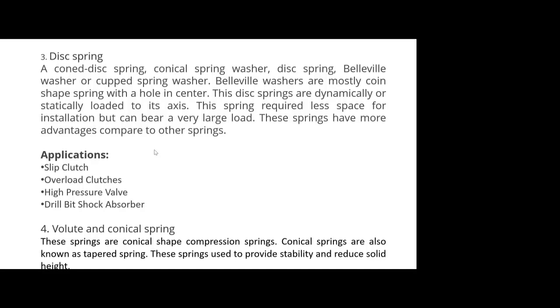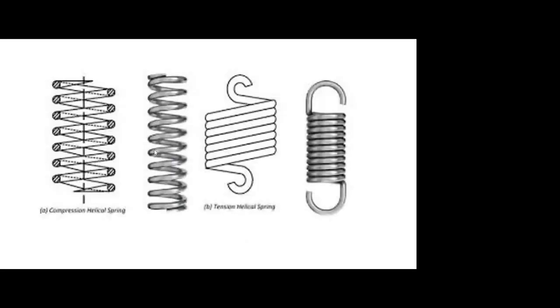This also has the same pattern as the compression spring, but the shape is different. The spring is wound in the form of a coil, but has a conical shape. These are used to provide stability and reduce the solid height. So these are the two types of springs that we use for our experiment, that is the compression helical spring and the extension or tension helical spring.